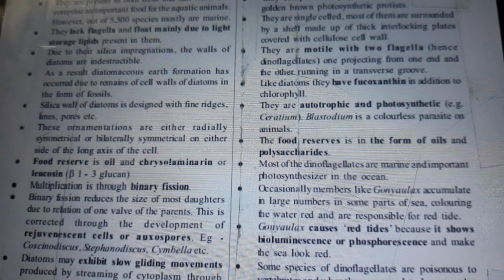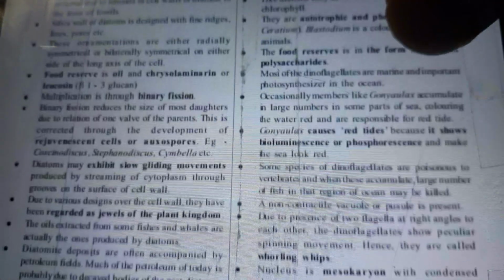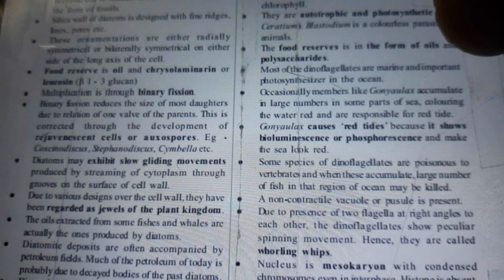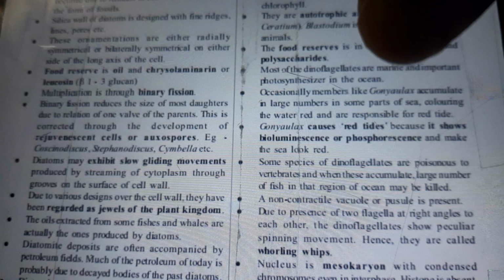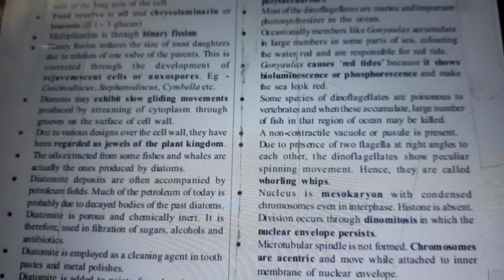For example, Ceratium. Blastodinium is a colorless parasite on animals. The food reserve is in the form of oils and polysaccharides. Most of the dinoflagellates are marine and important photosynthesizers in the ocean. Occasionally, members like Gonyaulax accumulate in large numbers in some parts of sea, coloring the sea water red and are responsible for red tide.